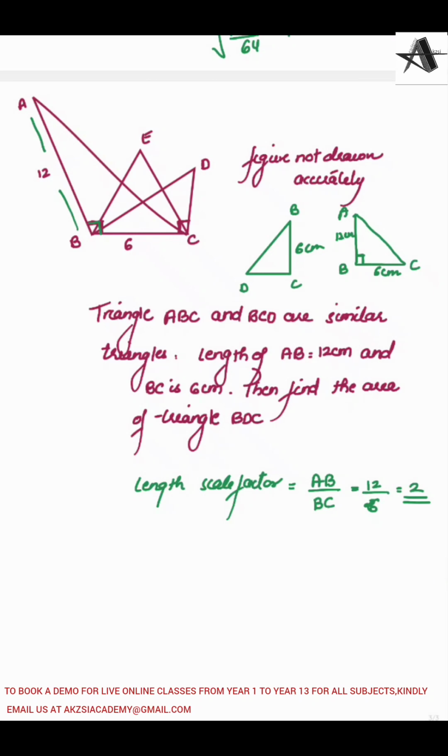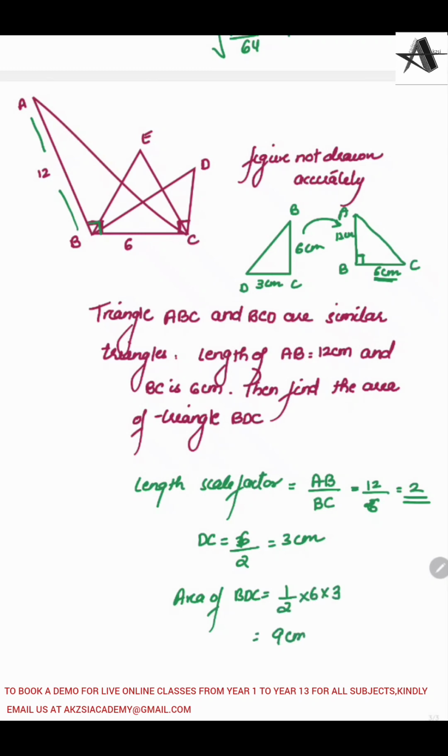If everything is a scale factor, that means this one is twice of it. So for 6 centimeters, DC is going to be 3 centimeters clearly, because the smaller one is half in length. 6 over 2, which is 3 centimeters. So then what will be the area of BDC? Area of BDC is half times base times height. So half times 6 times 3, which is 9 centimeters squared.